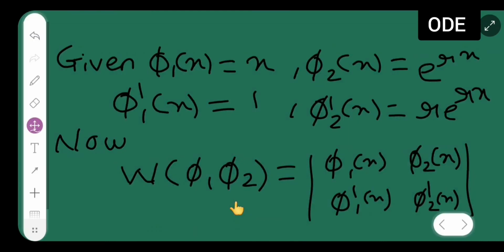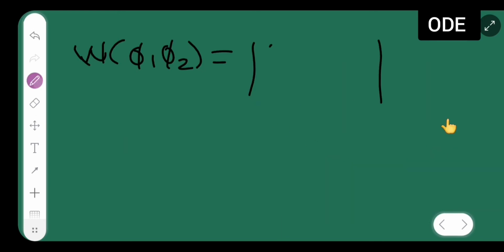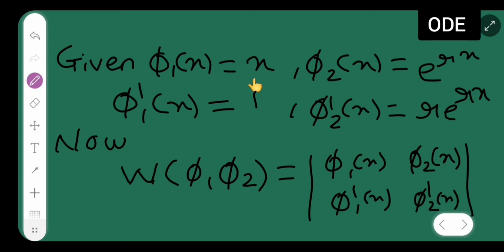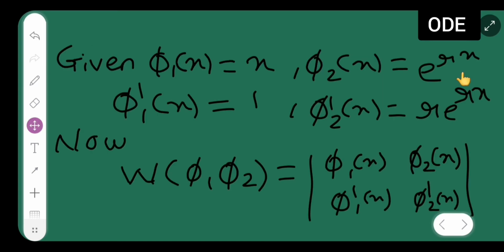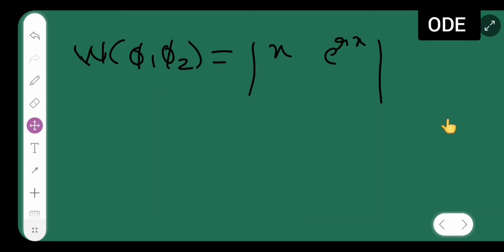So now my phi1 of x is nothing but x, so write down x here. And my phi2 of x is e raised to the power rx. My phi1 dash of x is 1, and my phi2 dash is r e raised to the power rx. So this is 1, this is r e raised to the power rx.